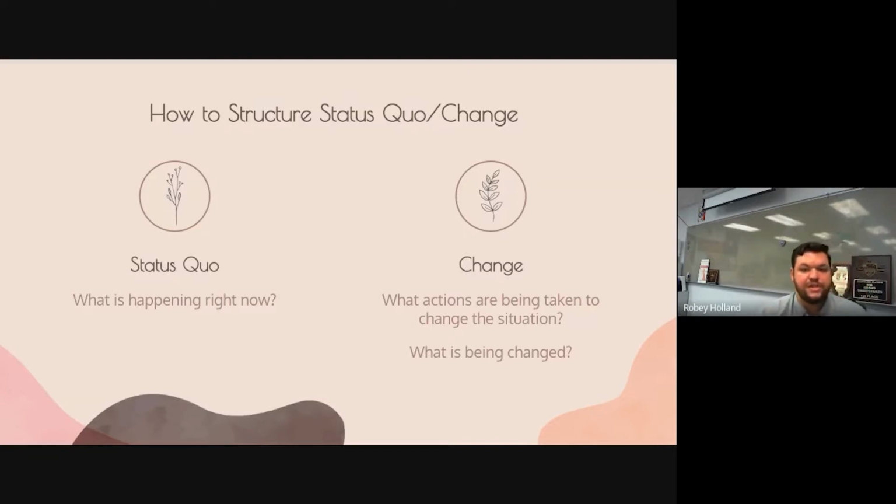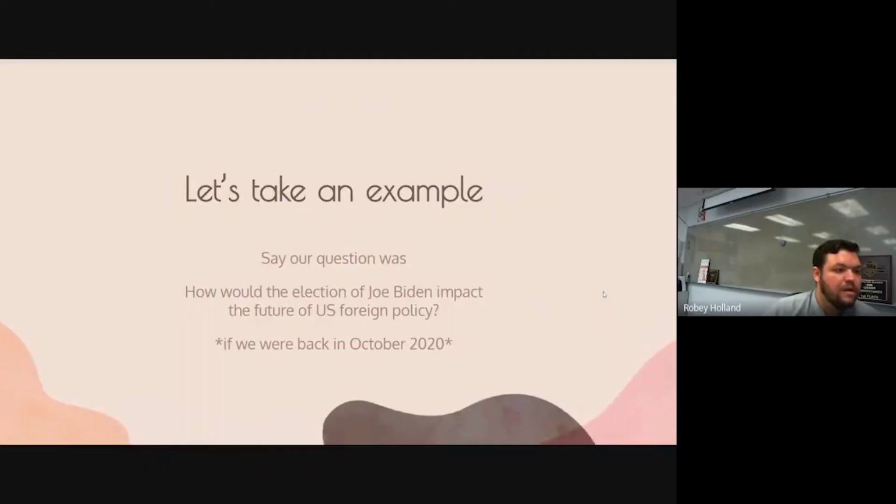So in this instance, you can see that in terms of warranting your argument, instead of problem solution, we're going to take a look at status quo change. What's happening right now, and then what's being shifted or changing in the status quo in order to affect this question.